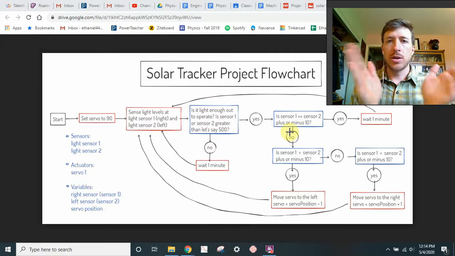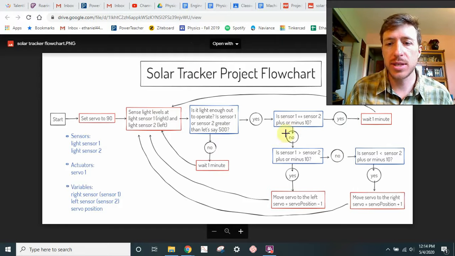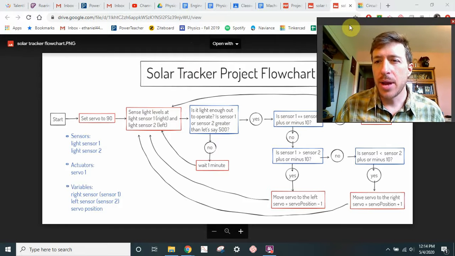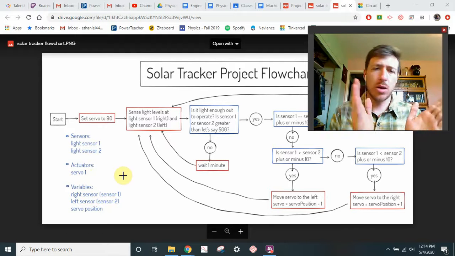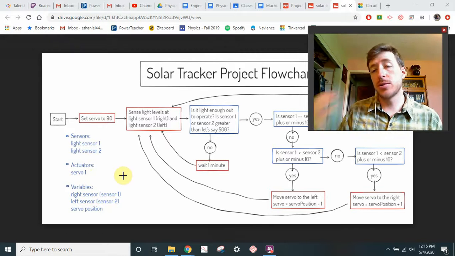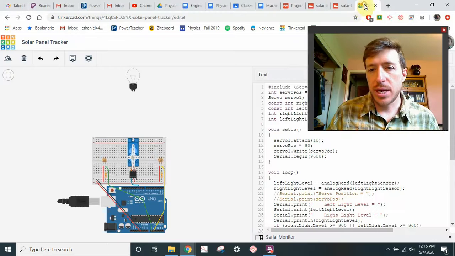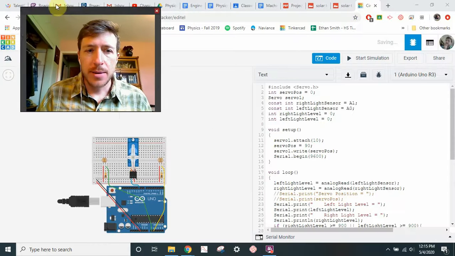And then you need to turn accordingly. Okay, so that was the idea that I had. And then I had a few variables. And here I need two light sensors, a servo motor, and then variables: a right light level, a left light level, and the servo position itself is what I figured that I would need.